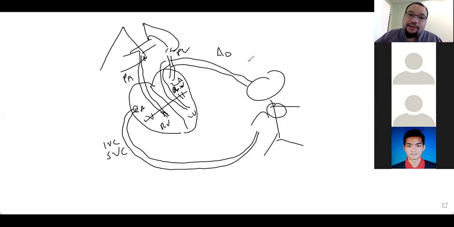Okay. What causes first and second heart sound? First heart sound is caused by S1. S1 apa? What causes S1? Mitral valve closure. Closure of your atrioventricular valve.